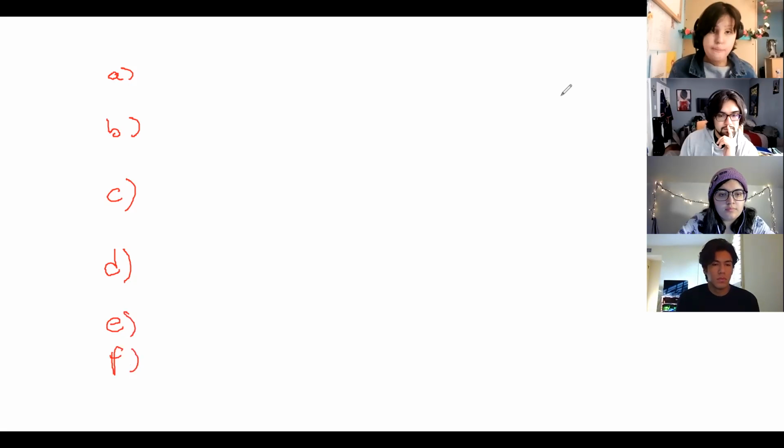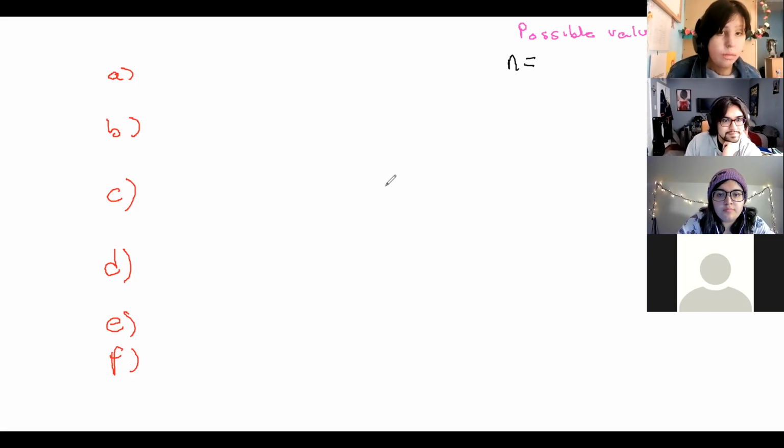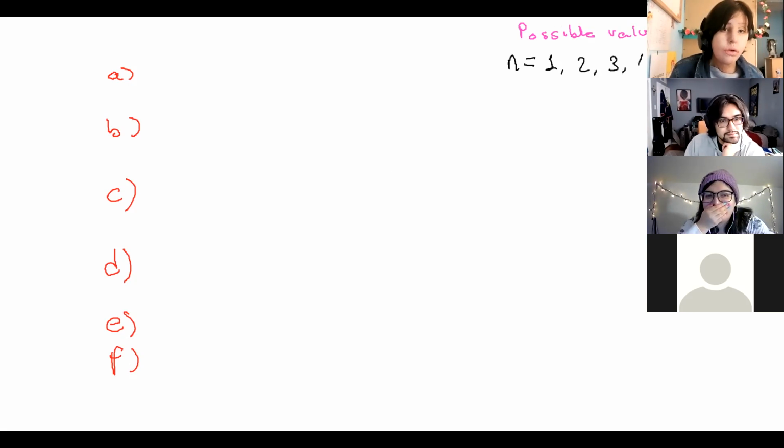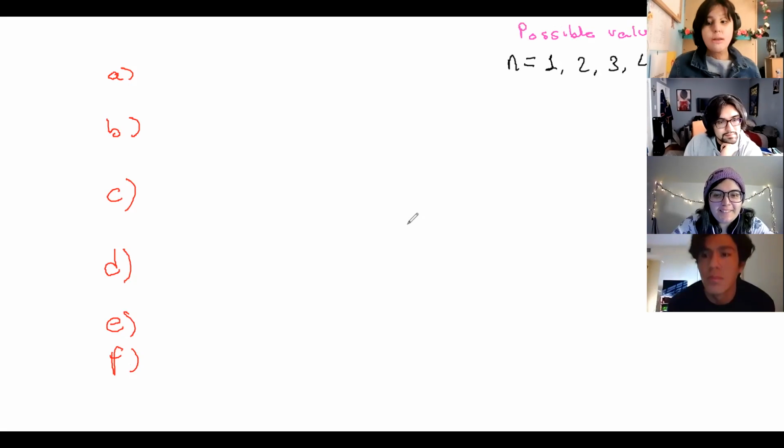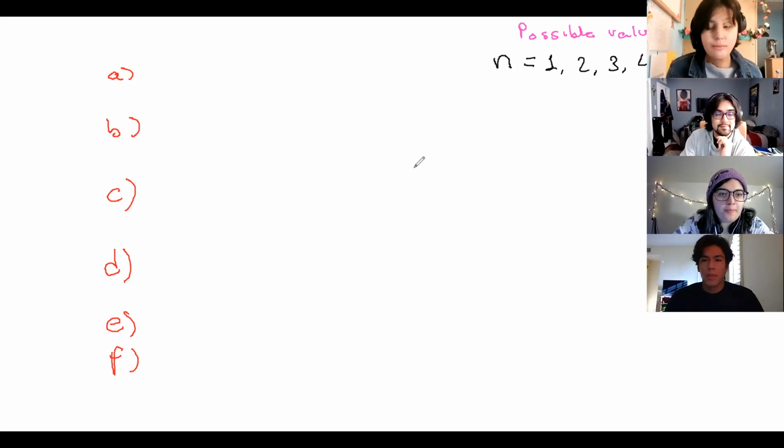Okay, so let's go first with what the possible values for each of these are. For n, what are the possible values? 1 through 7. So 1, 2, 3, 4, 5, 6, 7. Any of these. Why are these the possible values? What does n represent? Energy level.